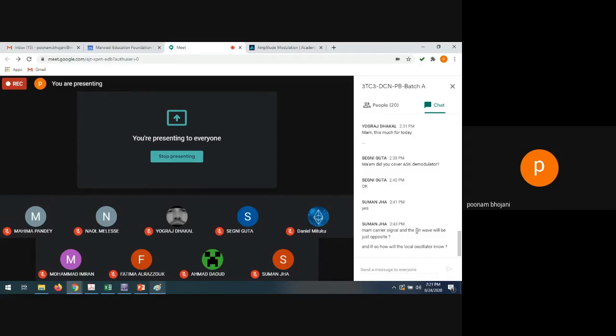And if so, how will the local oscillator work? The local oscillator will simply oscillate. For phase 0 degree, you have to use a simple local oscillator. But if you want a cosine wave after the local oscillator, you have to provide the phase shift also to the local oscillator.